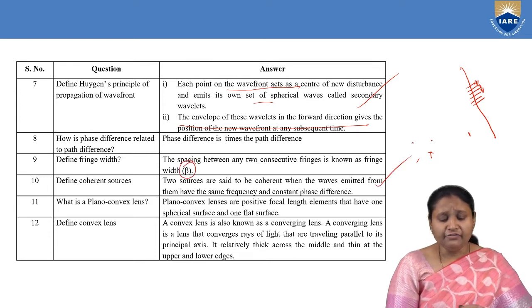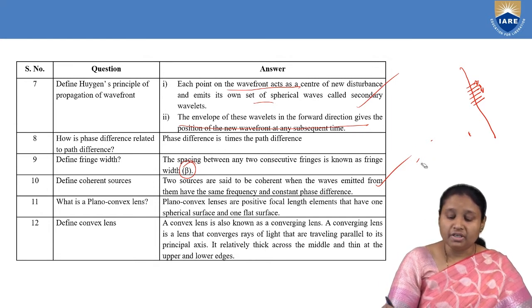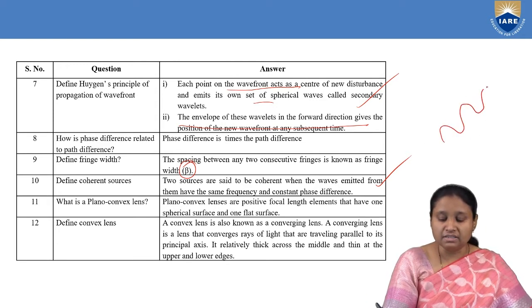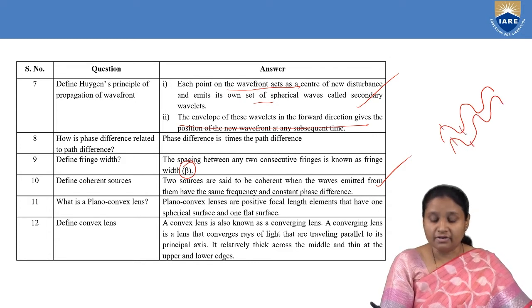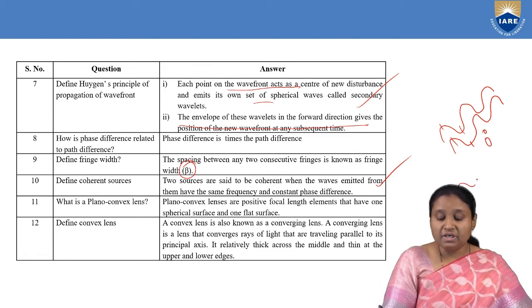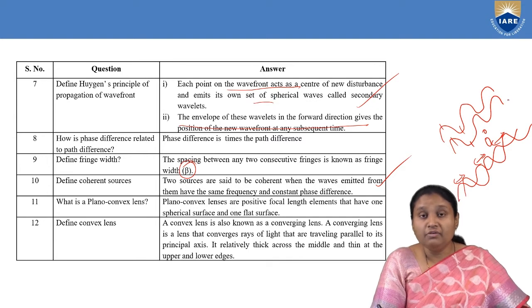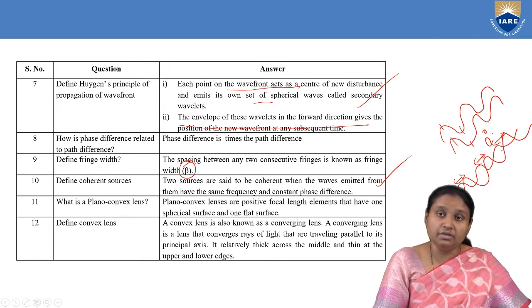Then next, define coherent sources. So what are coherent sources? Suppose you consider two waves like this. In this case, because crest is falling on crest and trough is falling on trough, we say they have a phase difference of 0 degrees. Similarly, if you consider two waves maintaining a constant phase difference between them, then such two waves, either maintaining 0 or constant phase difference, are said to be coherent sources.